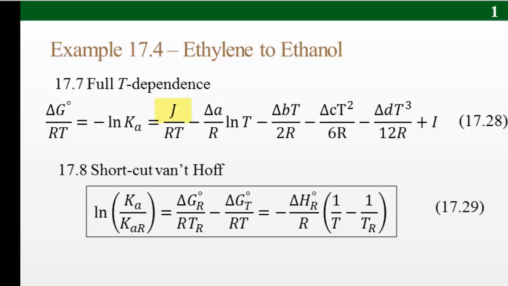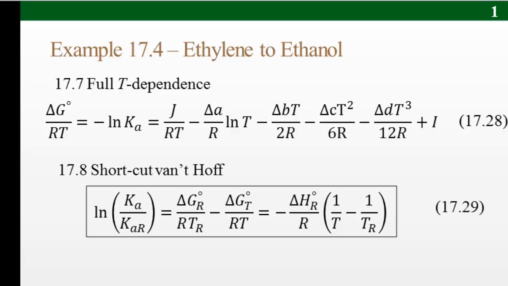The constant J in equation 17.28 is determined by the heat of reaction. The constant I is determined by fitting this particular equation to the Gibbs energy at a known temperature. Typically, both J and I are determined at 298.15 Kelvin, where we have reference information, and then this equation can be used at other temperatures.